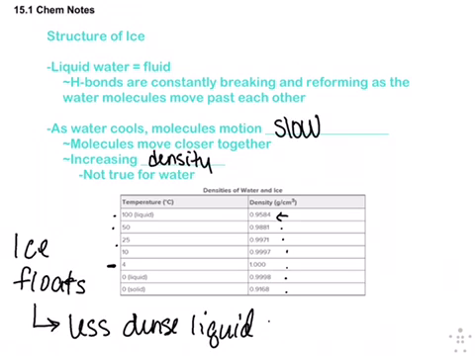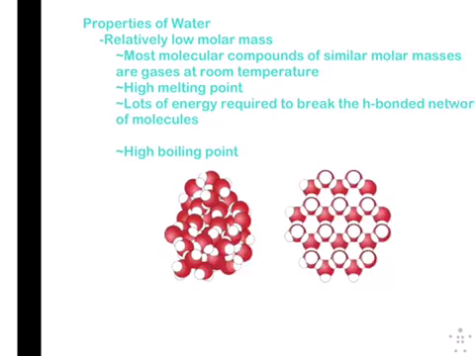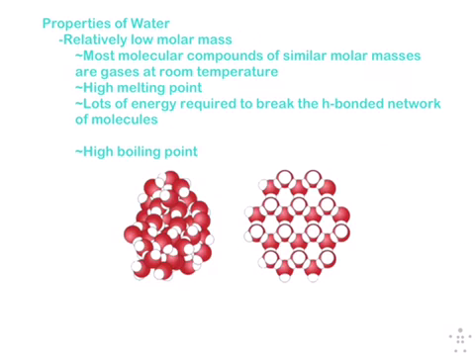This is why you have like foggy mornings when it's just above freezing, because that water vapor is so dense. It's at its densest point, so it will hang low in the atmosphere, aka at ground level. Other properties of water: it has a relatively low molar mass. Most molecular compounds of similar molar masses are gases at room temperatures. It has a high melting point, and it takes lots of energy to break apart those hydrogen bonds. And that means it also has a high boiling point.